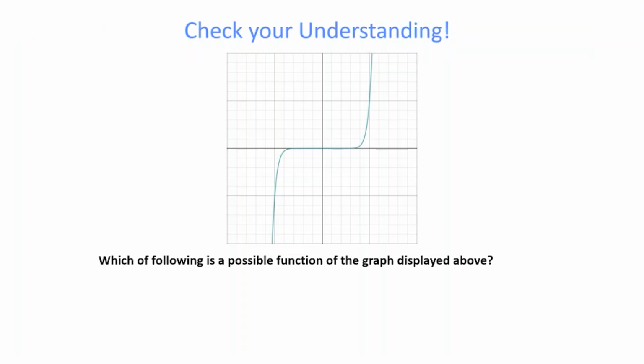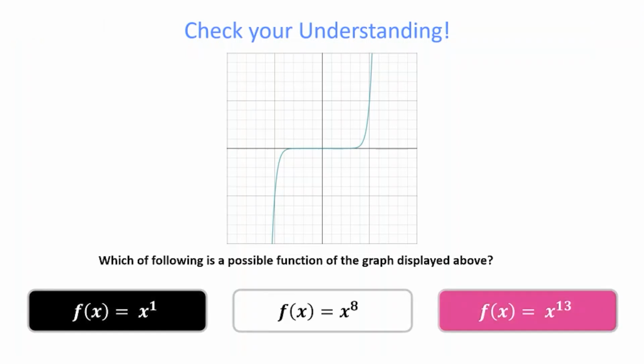Which of the following is a possible function for the graph displayed above? f(x) equals x to the power 1, f(x) equals x to the power 8, or f(x) equals x to the power 13. Again, pause the video and play when you're ready to answer.